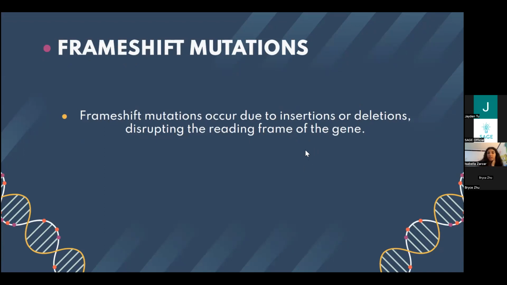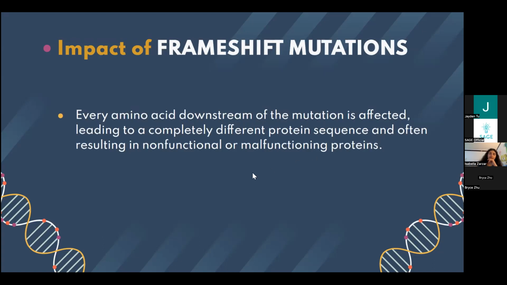So here we have frame shift mutations. Frame shift mutations happen due to insertions or deletions, disrupting the reading frame of the gene. So basically, a frame shift mutation is the same thing as insertions or deletions, but it's just a way to categorize both of those. A frame shift mutation is either an insertion or a deletion. It's just another term to know. As I already talked about, the changes in the sequence can make a non-functional or malfunctioning protein.